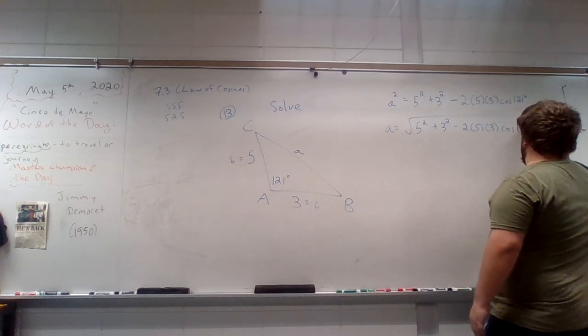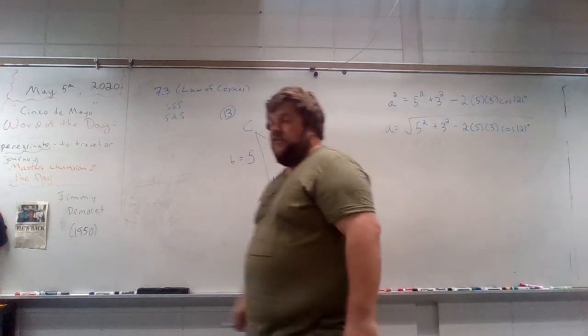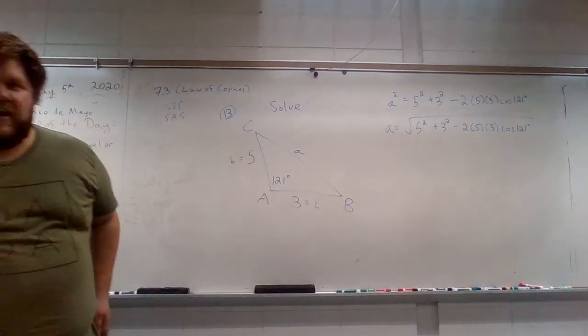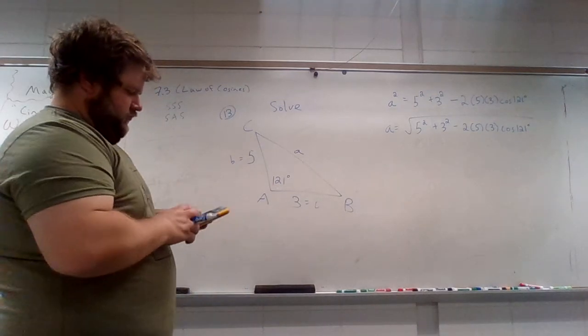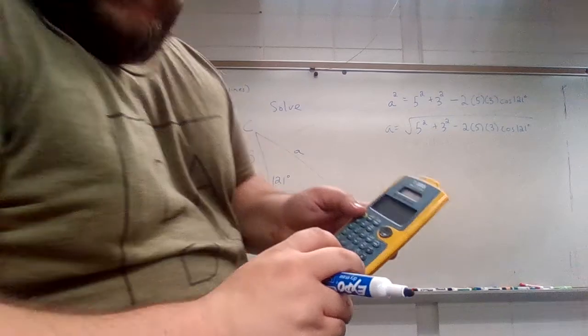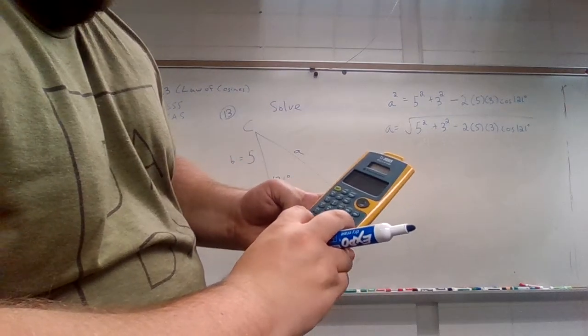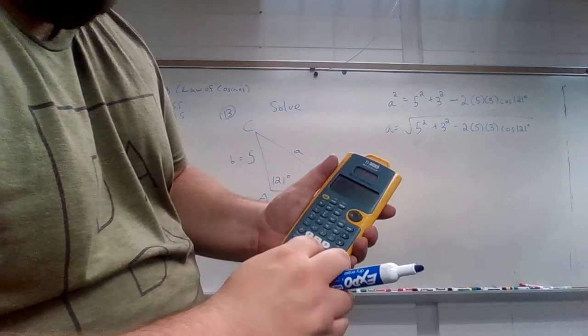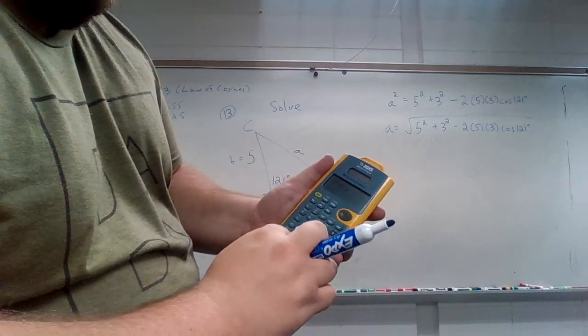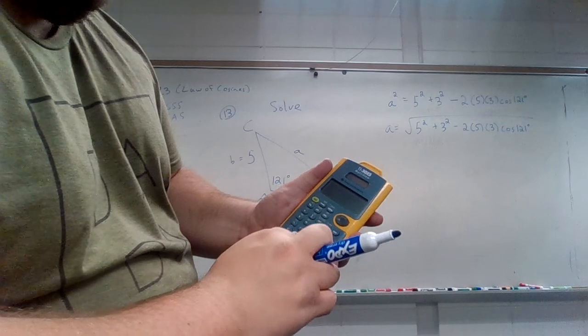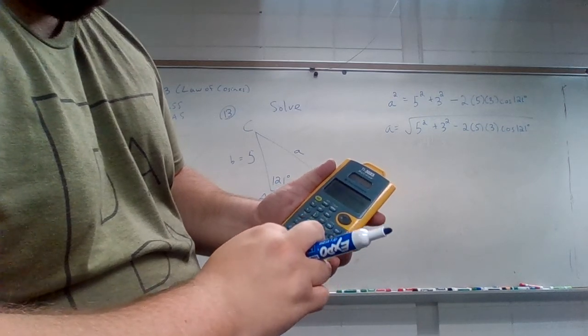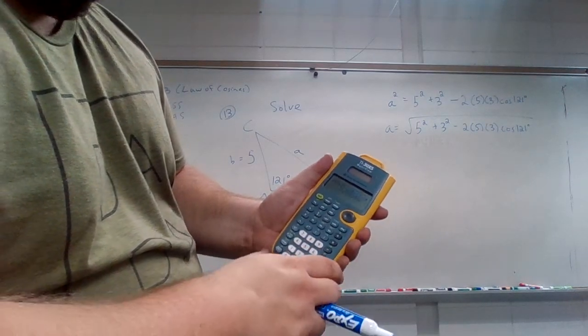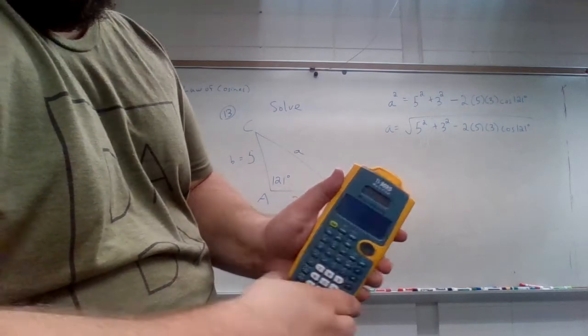And see what we get. Okay? So I'm going to take the square root of that. I would punch it in: square root of 5 squared plus 3 squared minus 2 times 5 times 3 times the cosine of 121. And I notice I get like 7.0-ish, right?